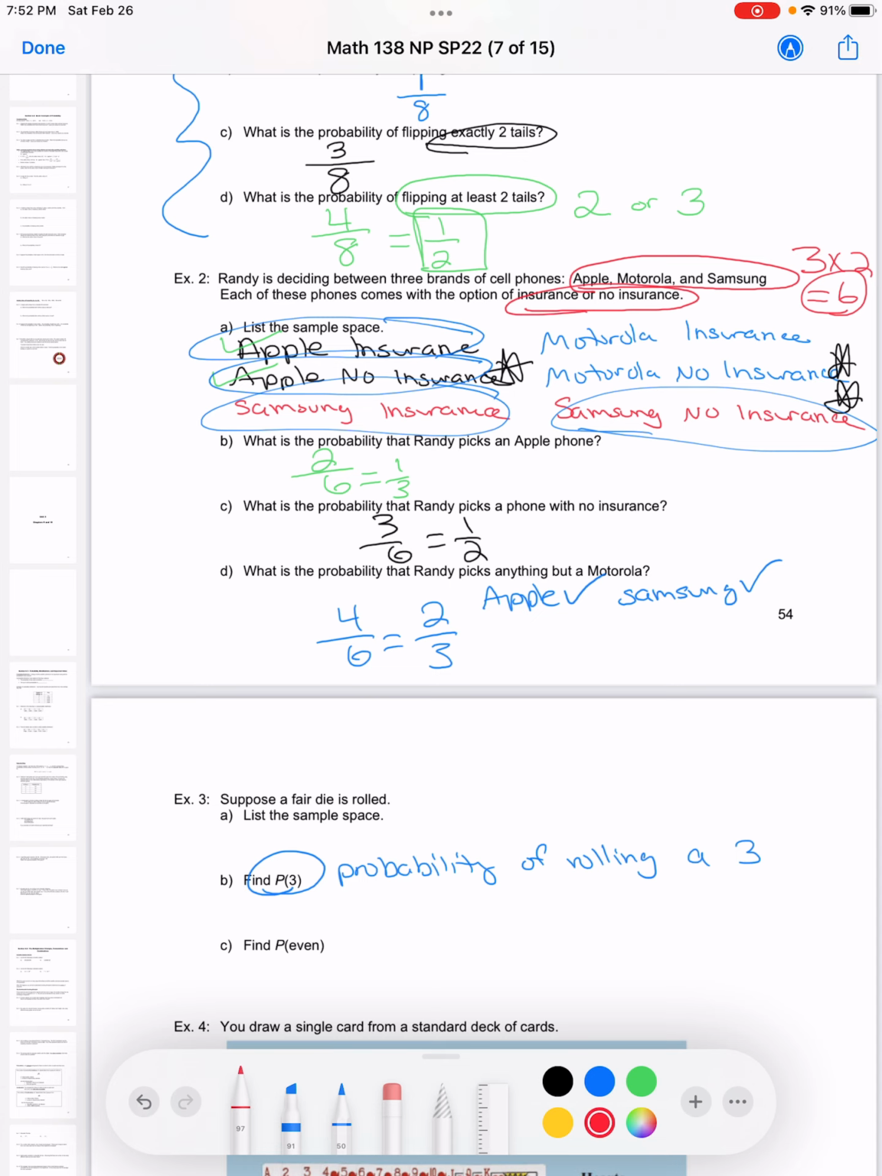All right, so the sample space would be all the numbers that are on a dice. And those are the numbers 1 through 6. Those are on our regular dice. So the probability of rolling a 3, there's only one of those, and there's 6 total numbers. So that's 1/6. The probability of rolling an even number, the even numbers are 2, 4, and 6. So there are 3 even numbers and 6 total numbers. So that reduces down to 1/2.